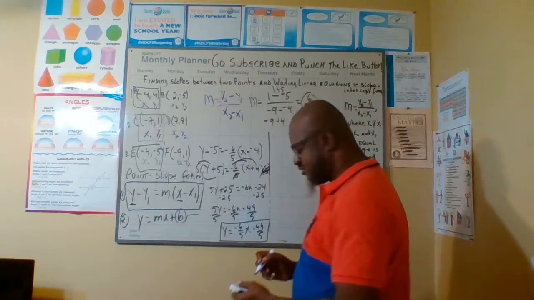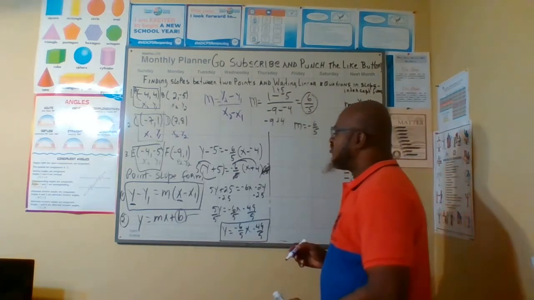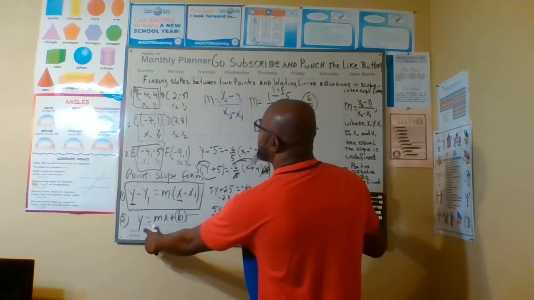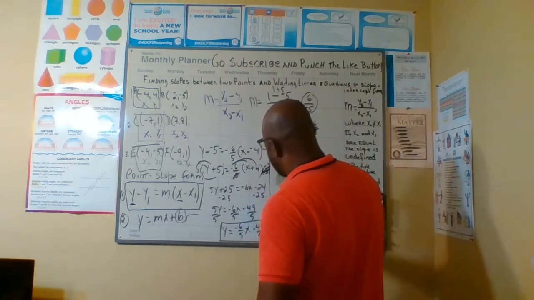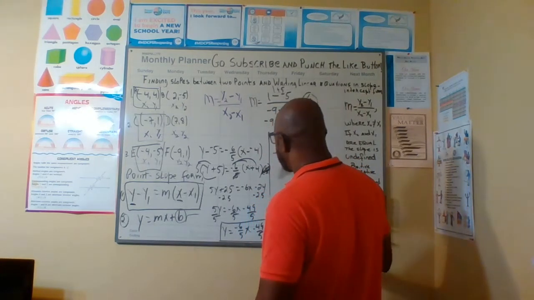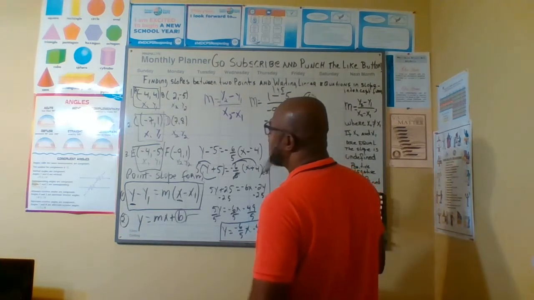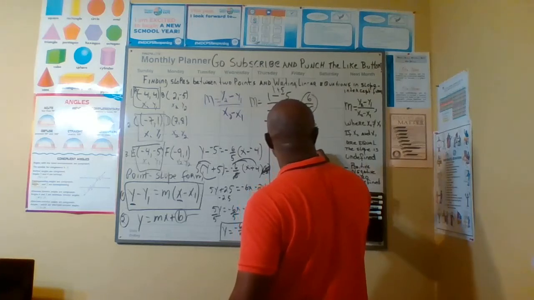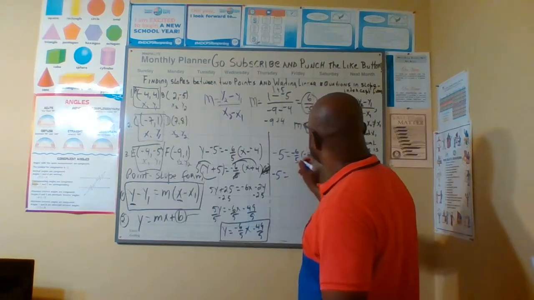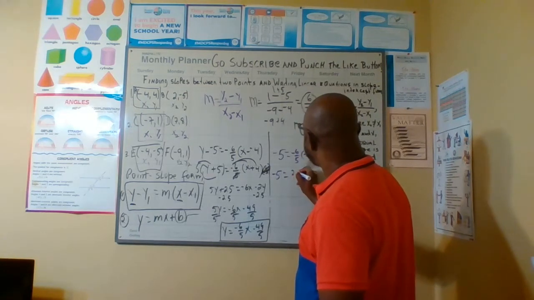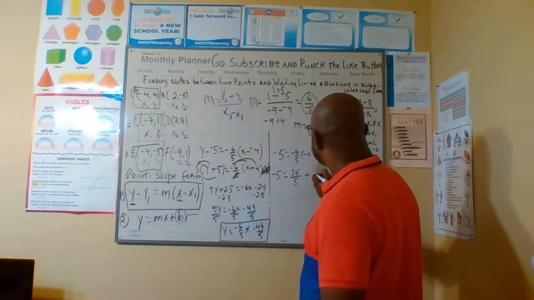I'm giving you both options, so you will pick the one that you feel most comfortable with. Yes, I'm going to replace my y. In this case, my y is -5. I'm going to replace my slope. My slope is -6/5 times x, which is -4 plus b. So let's simplify things out. You will have -5. Use this distributive property, that's going to give you 24 over 5 plus b.